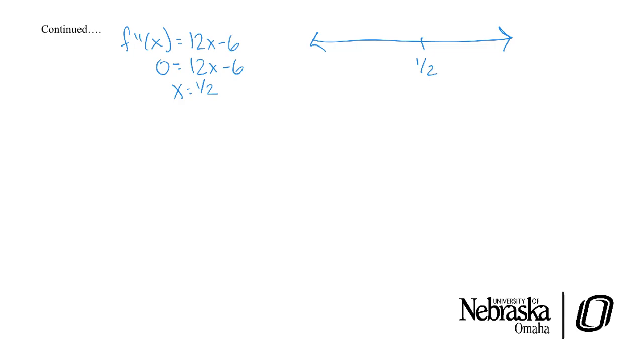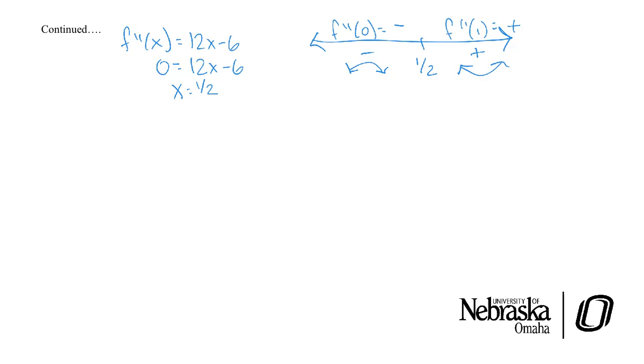So we want to check values on either side of this. We could check 0. We could check 1. If we plug 0 in, we would get a negative number, right? Which means it's concave down. And if we plug in 1, we get a positive number, which means it's concave up.